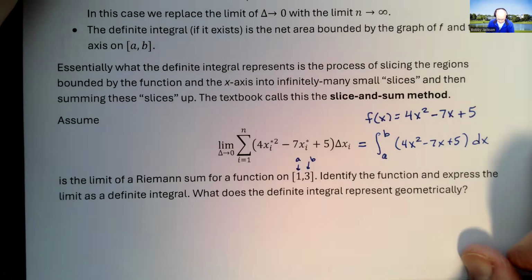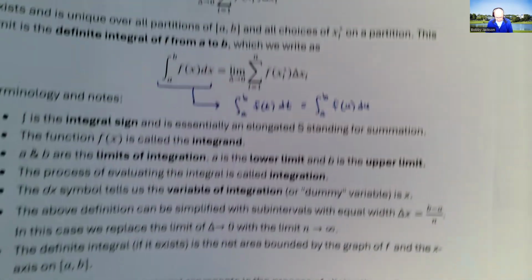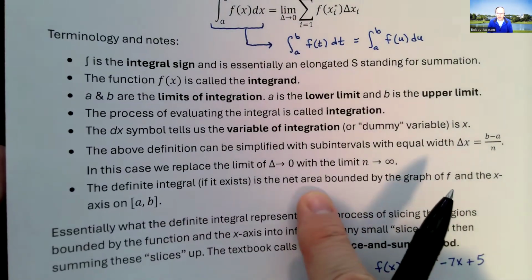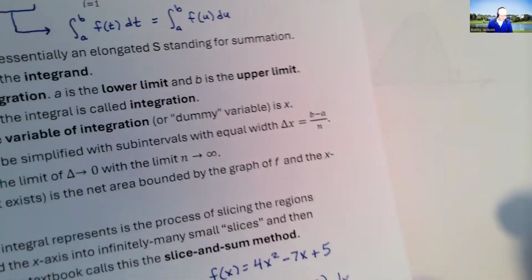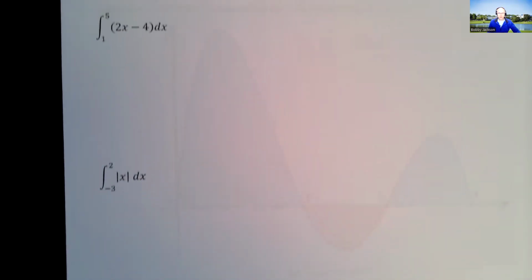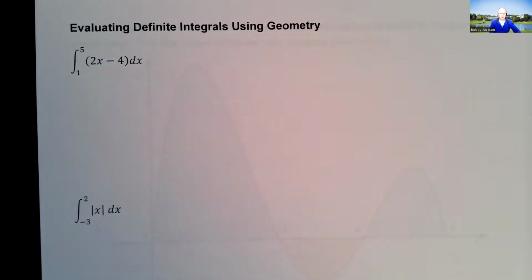All right. So let's take a look at evaluating the definite integral. The first way we're going to do it is interpreting it as a net area and looking at it geometrically. Okay. So let's do that with this first one, the integral from 1 to 5 of 2x minus 4.